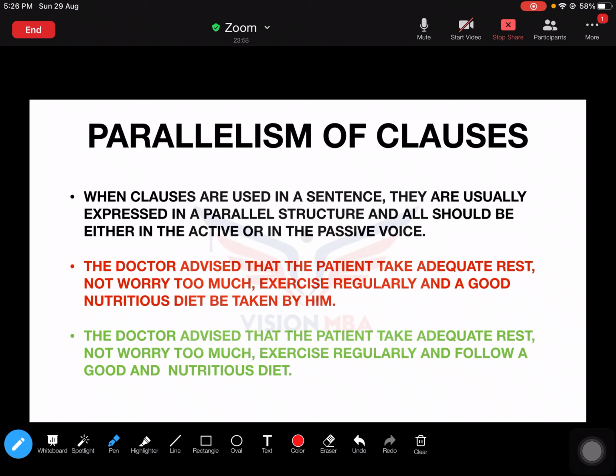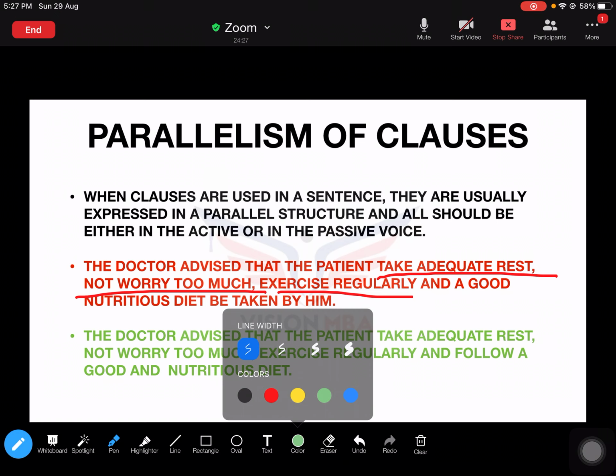Check this. The doctor advised, and I'll show you how. The doctor advised that the patient take adequate rest, not worry too much, exercise regularly, and a good nutritious diet be taken by him. Now check here. There are many actions the doctor is advising: take adequate rest, not worry too much, exercise regularly.